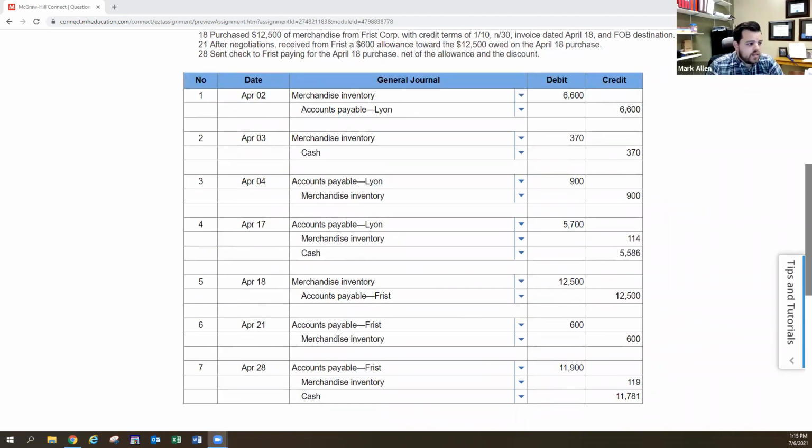On the 18th, we purchased $12,500 of merchandise from Frist, terms 1/10, net 30. So we get a 1% discount if we pay within 10 days. If not, the balance is due in 30 days, dated April 18th, FOB destination. So the first one, I believe, was shipping point. This one's destination. So let's see how this works. Well, in this case, we are debiting our inventory, crediting accounts payable, right? That works just perfectly fine. I do want to make one quick note, though.